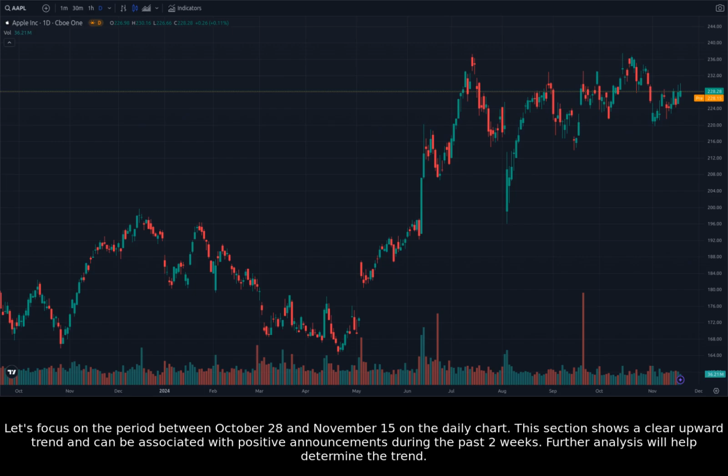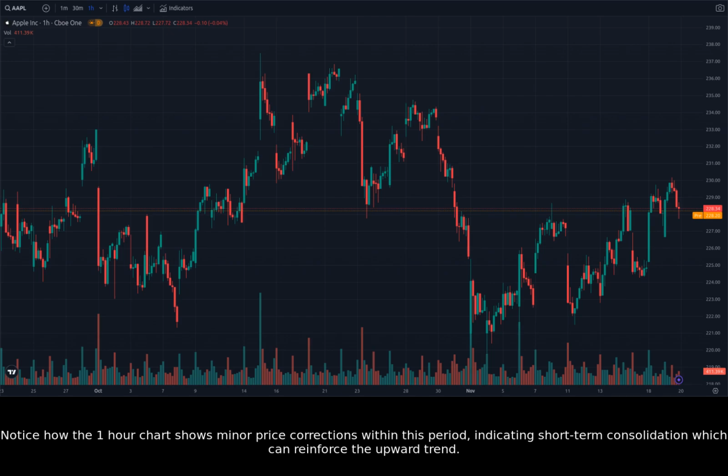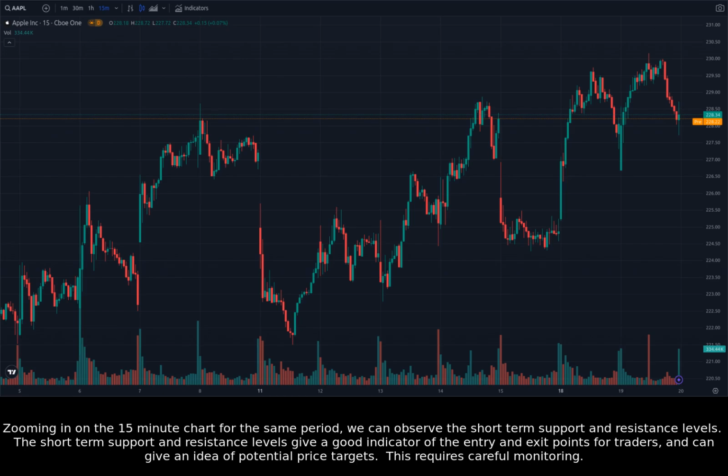Let's focus on the period between October 28th and November 15th on the daily chart. This section shows a clear upward trend and can be associated with positive announcements during the past 2 weeks. Further analysis will help determine the trend. Notice how the 1-hour chart shows minor price corrections within this period, indicating short-term consolidation which can reinforce the upward trend. Zooming in on the 15-minute chart for the same period, we can observe the short-term support and resistance levels.